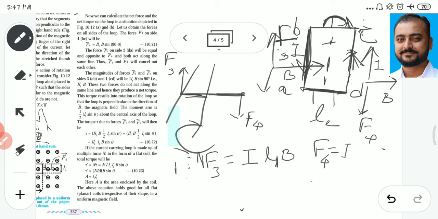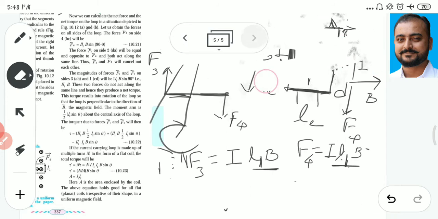F4 should be the same. Current I multiplied by length is also L1, and this is the magnetic field B. Okay, means these two forces are equal in magnitude. Their magnitude is the same. Length is same, current is same, magnetic field is same, so magnitude of these two forces are the same, just they are opposite to each other, and so I am not considering here the vector form, just considering the magnitude. Okay, then what about the next, that is a torque.